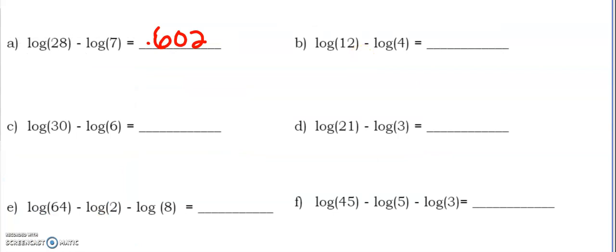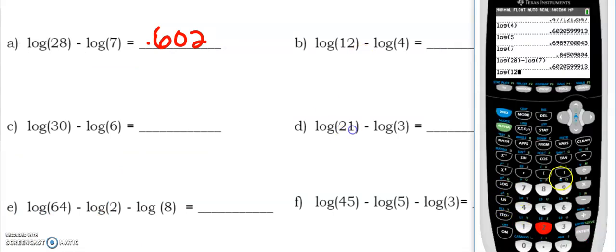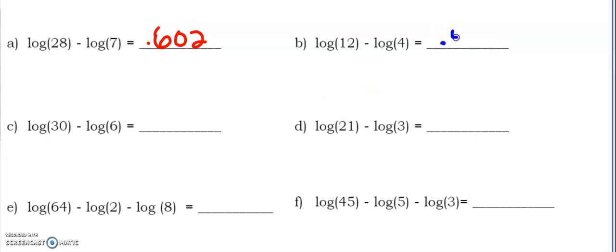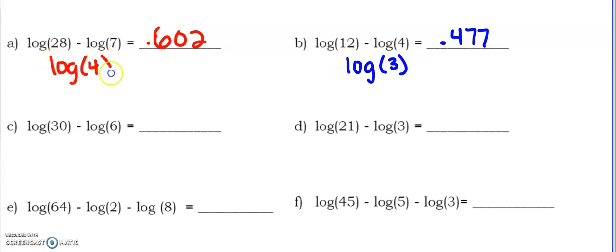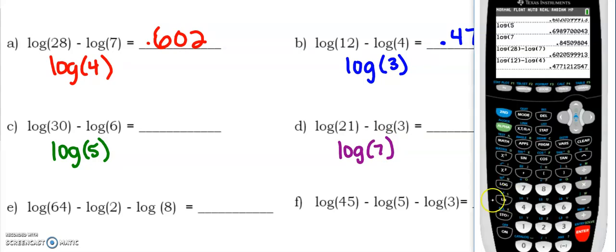Okay, let's do log 12 minus log 4. We get 0.477. Well, if you look up above on your page, 0.477 was really the same thing as log 3. And this was really the same thing as log 4. I'm going to look here and guess that this is the same thing as log 5, and this is the same thing as log 7. Now, how I'm getting that, we can check in our calculator.